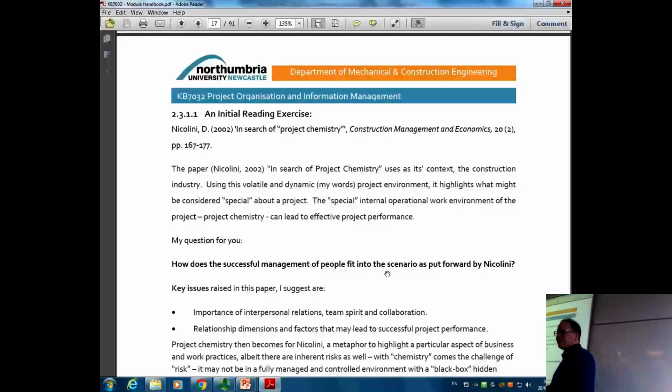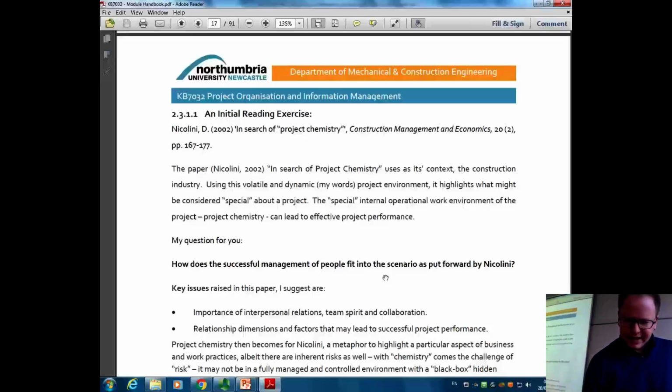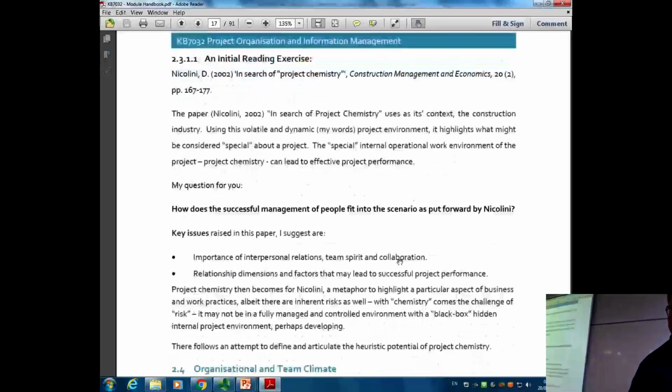So if we have a healthy relationship that is functional, you can improve it to 70% organizational happiness, with 100 maybe being utopian. Then you may have a team spirit and collaboration that will actually enhance your performance. He talks in particular about relationship dimensions and factors that may lead to successful project performance. He also identifies project performance in a particular way. So in a way I have done the analysis here.